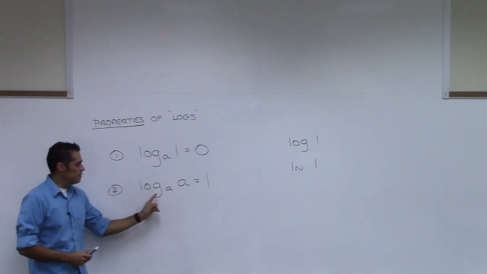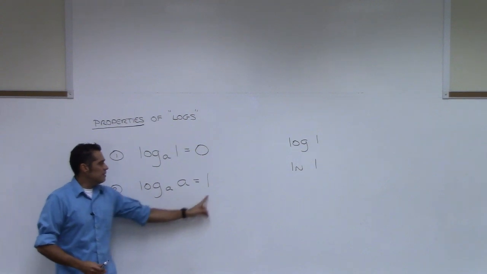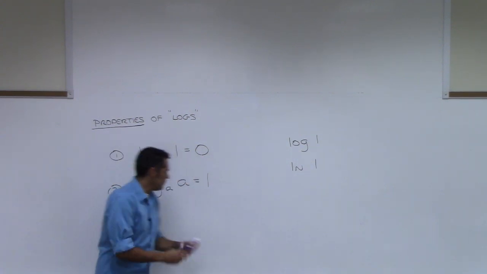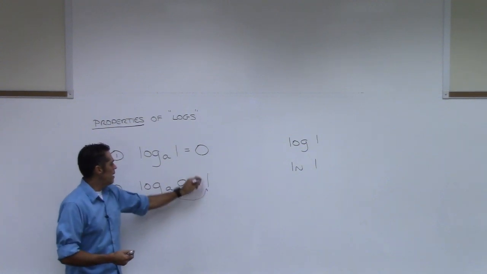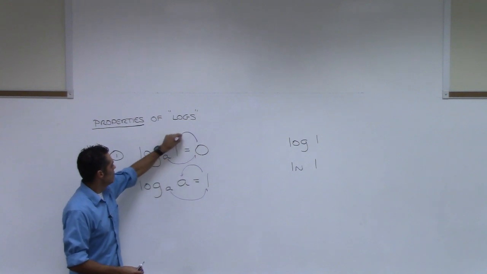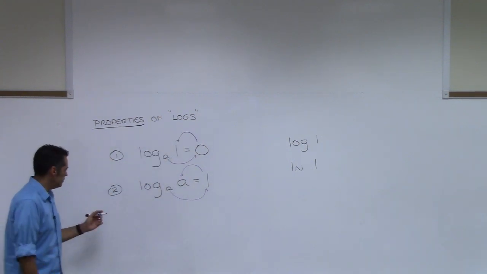All right, this one. So does it all make sense to you? A raised to the first power is a. Remember that little loop I was talking about last class? The loop works, right? A raised to what power gives you a? Well, 1. A raised to the 0 gives you 1, right? Okay, next property.